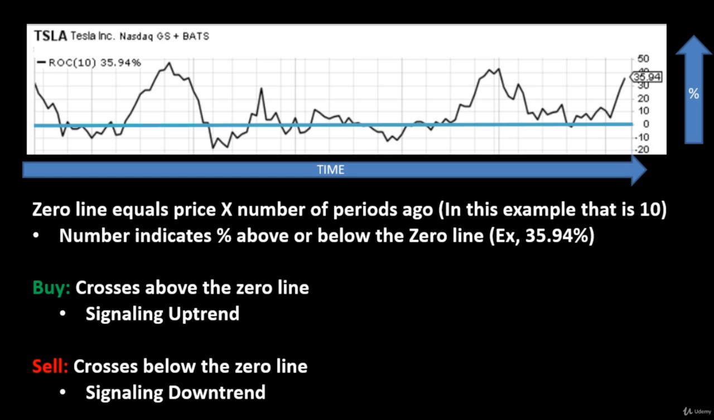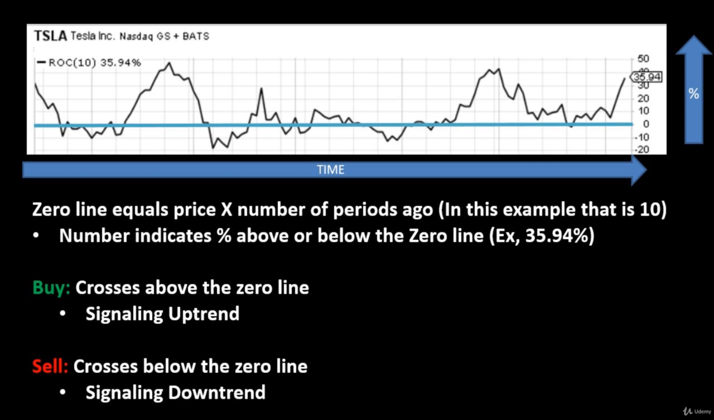You'd sell if it crosses below the zero line. That's basically signaling a downtrend. The percentages, up or down, also show you the strength of that momentum. Something that just barely crosses over that zero line is an indication you might want to buy if it's going above it, for example.